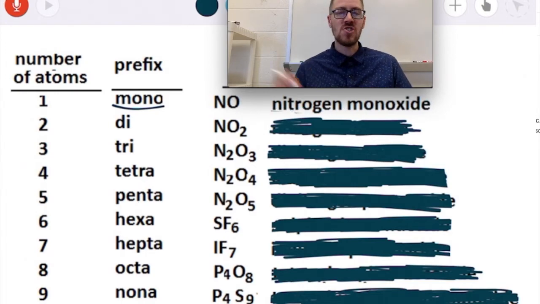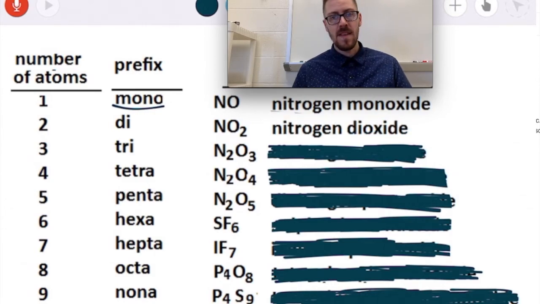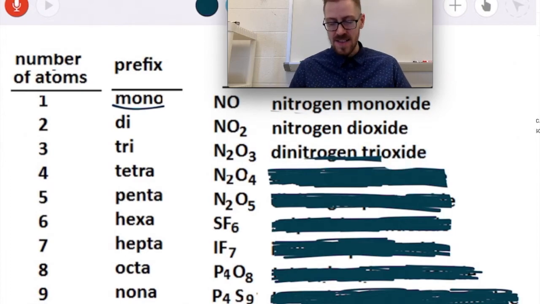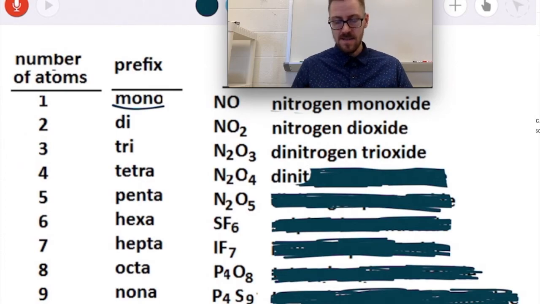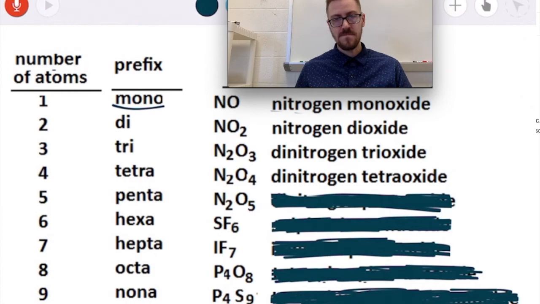If it was NO2, it'd still be nitrogen, but now since it's a 2 instead of a 1 on the oxygen, it would be dioxide, nitrogen dioxide. Now that it's N2, it would be dinitrogen, and then O3 would be trioxide, dinitrogen trioxide. Tetra would be 4, so it would be N2, dinitrogen tetroxide. And then N2O5 would be dinitrogen pentoxide.